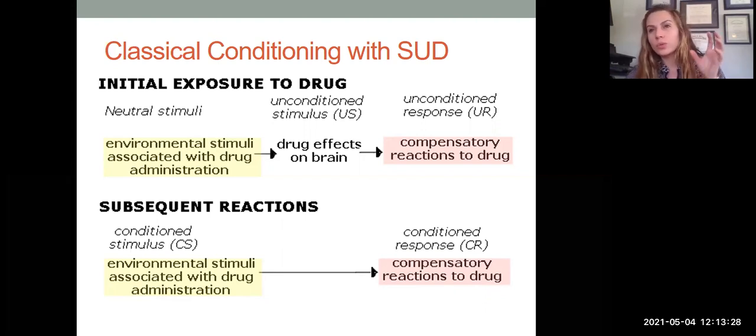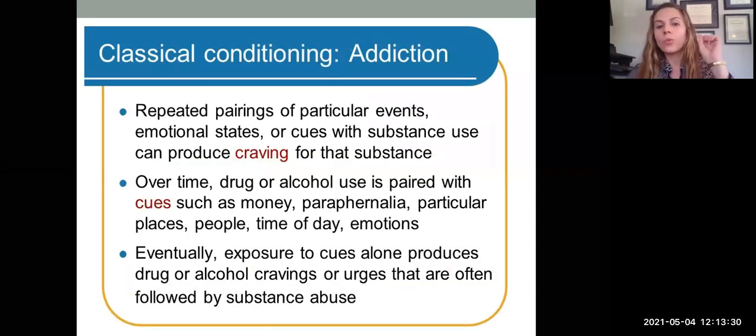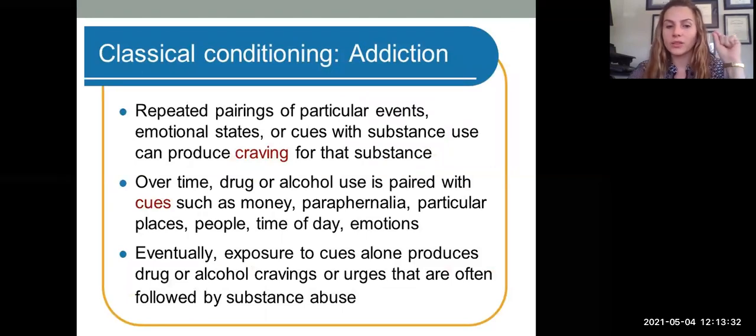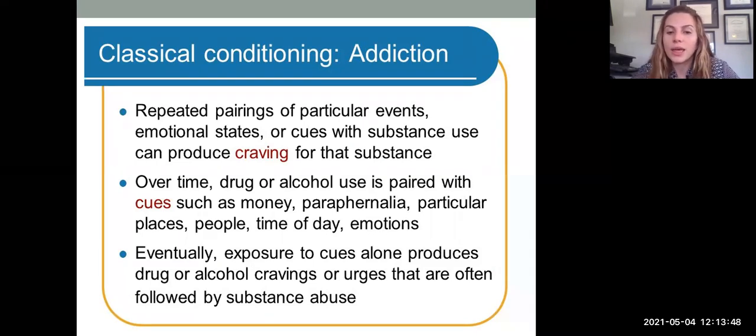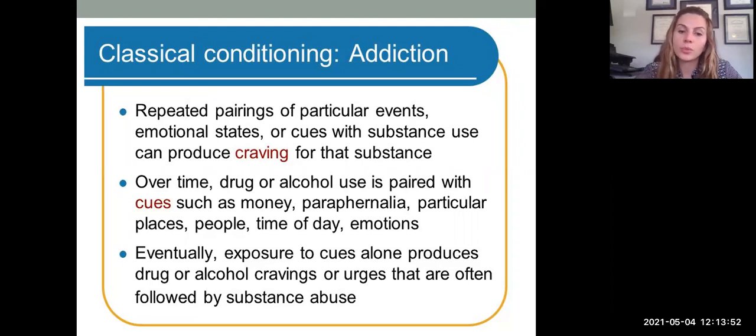So if we don't help people really think through what all of those pairings are that produce the craving, then we're really setting them up for failure, because that stuff is in the environment. So really having a good conversation with people to identify what are those triggers or those cues for craving, and thinking through what their day-to-day life looks like to prepare for them.